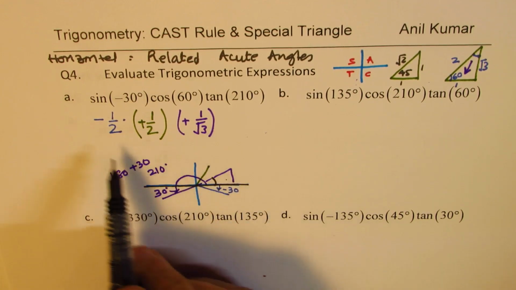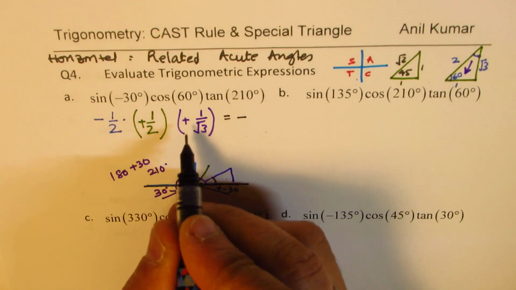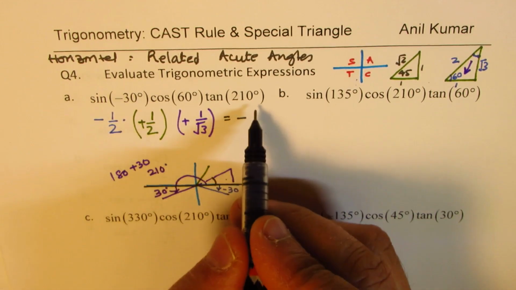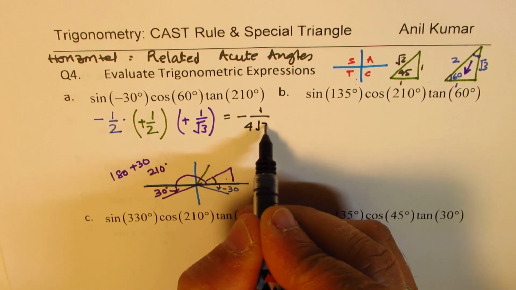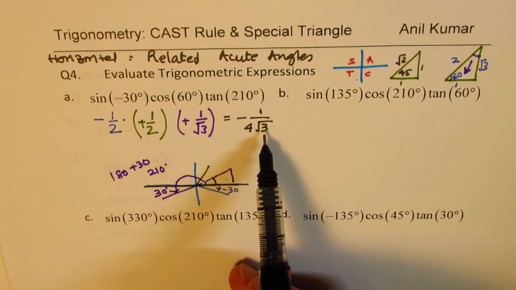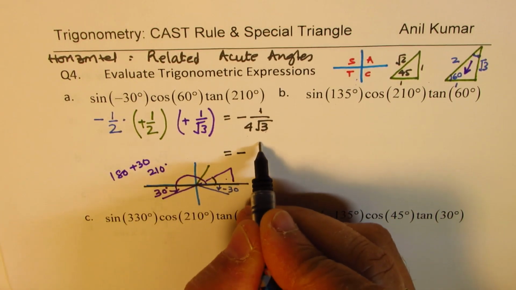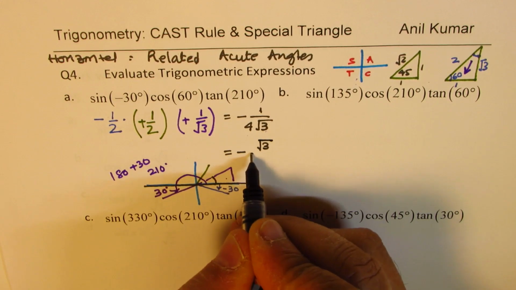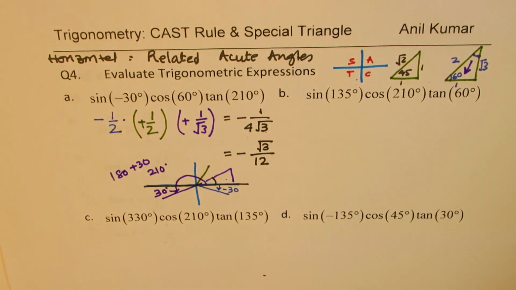Now when you multiply these things, you get a negative sign for sure: 2 positives and 1 negative. And what you get here is 1 over 4 square root of 3. You may be required to rationalize this. If you rationalize, you get negative square root 3 over 12, multiplying and dividing by square root 3. So that is how you get the value.